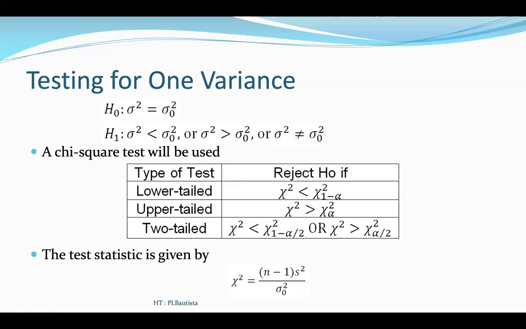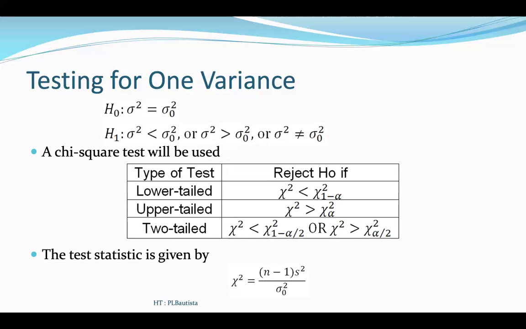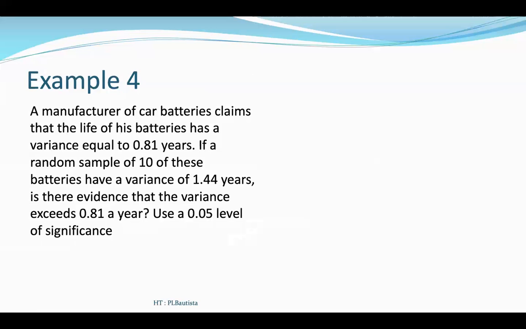And it is given by the following formula. N minus 1 s squared over sigma sub O squared. So again, take note of the notation. S squared here will refer to the sample variance. Also, please take note that for the chi-square test, the degrees of freedom to be used is n minus 1. So similar to the estimation of one variance, the degrees of freedom to be used for this case is n minus 1. So just the sample size deducted by 1.